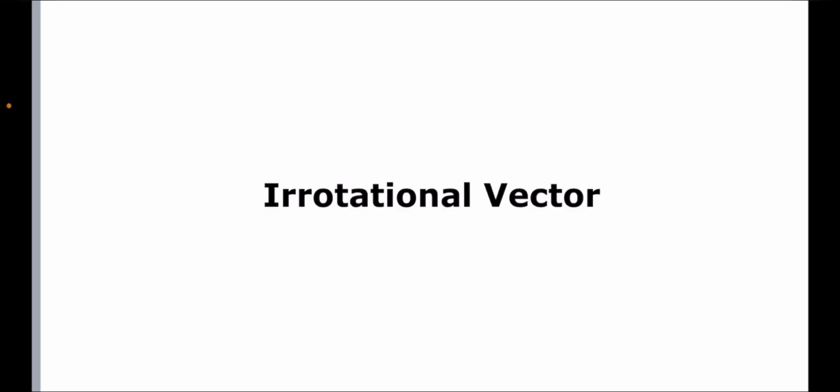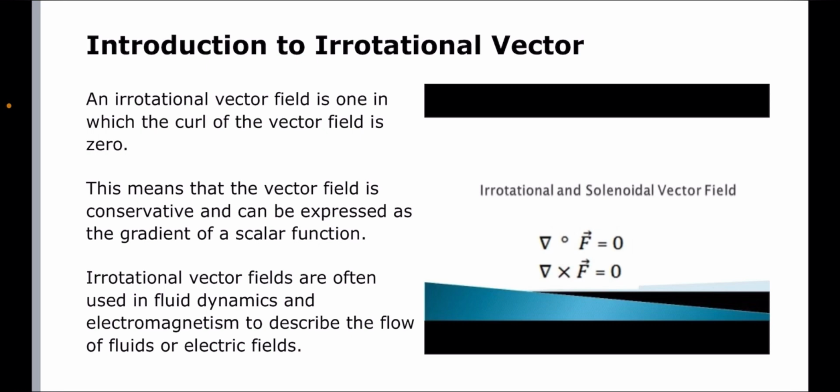Today, I am going to discuss irrotational vectors. Introduction to irrotational vectors: an irrotational vector field is one in which the curl of the vector field is 0. This means that the vector field is conservative and can be expressed as the gradient of a scalar function. Irrotational vector fields are often used in fluid dynamics and electromagnetism to describe the flow of fluids or electric fields.